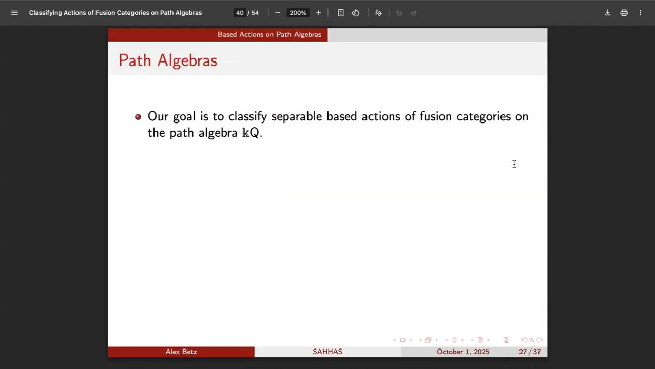What I want to do now is go on to the path algebra. I have maybe 15 or 20 minutes left, and I want to get to the main part of the work I did. So I want to study separable based actions of fusion categories in the path algebra.